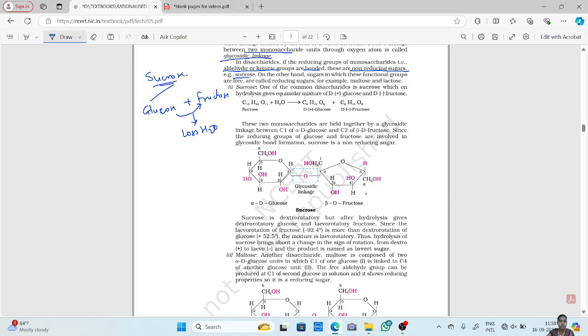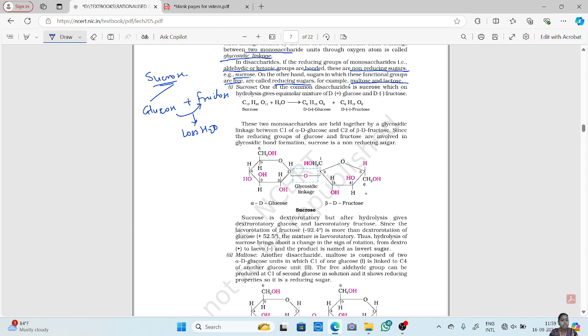Now on the other hand, sugars in which these functional groups are free are called reducing sugars. If these two reducing groups are bonded, then there won't be anything that can be reduced, because they are already bonded and are stable, so you can't reduce them. That's why they are non-reducing. If either the aldehydic or the ketonic group is free, that means you can easily reduce them. Hence those molecules are known as reducing sugars. Examples are maltose and lactose.